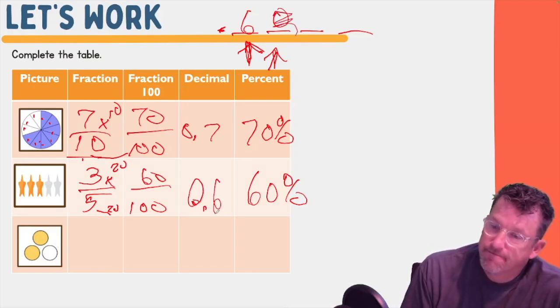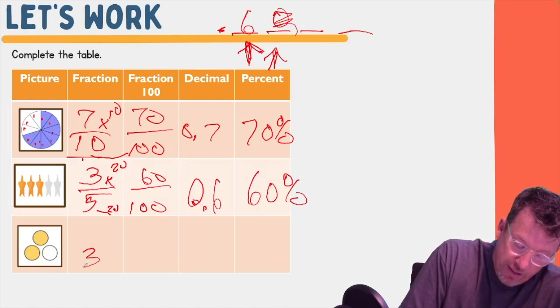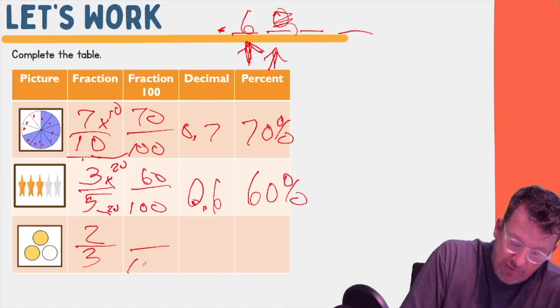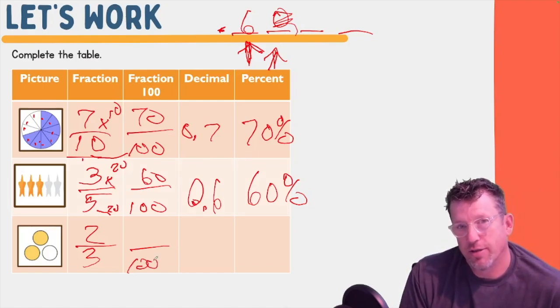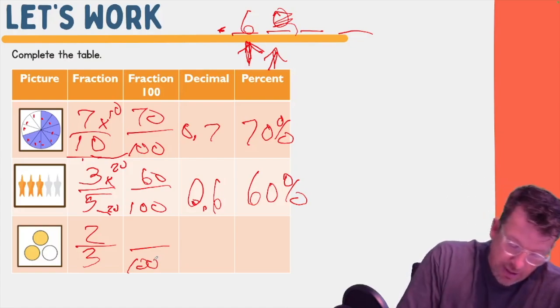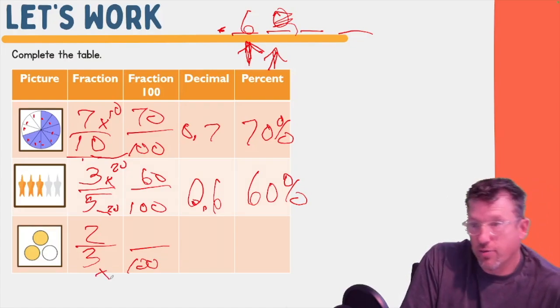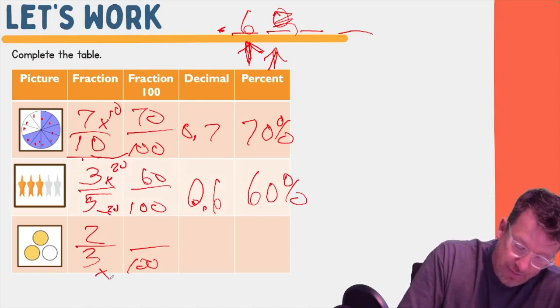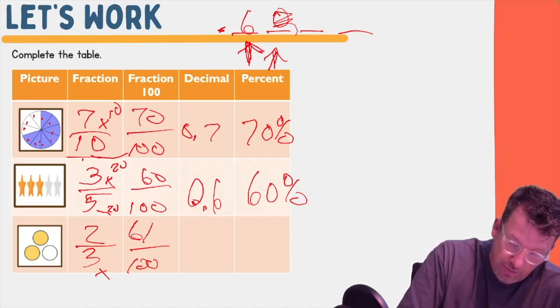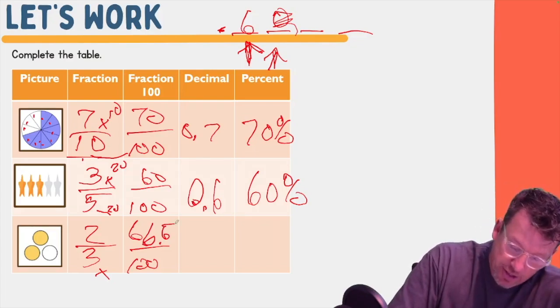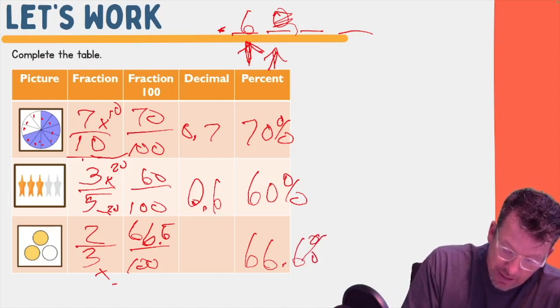0.6. Last one. We have 3 balls and 2 of them are colored in. Let's make it out of 100. Remember we did this before and we said, you got to figure out how many times 3 goes into 100. Well, it's 33.3333. So I multiplied the bottom by 33.3333, which means I do that to the top. And what's 33 times 2? 66.6666666. How do we make that as a percent? We say 66.6%, right?